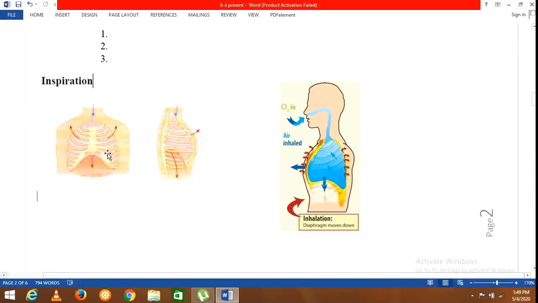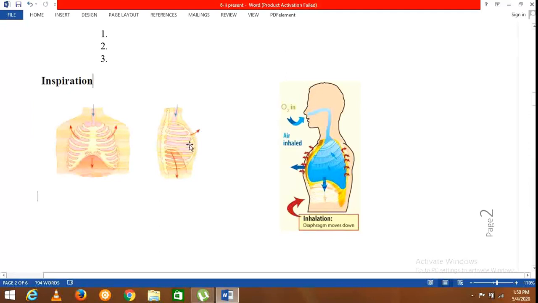In order to increase the volume of the thoracic cavity, certain changes take place. One is that the intercostal muscles, which are in between the ribs, contract. As a result, the ribs move up as well as the sternum moves forward. I will repeat. The intercostal muscles contract, and as a result, ribs move upwards and the sternum will move forward.